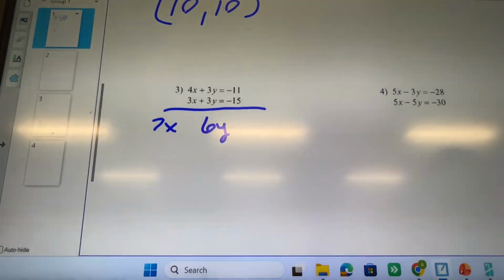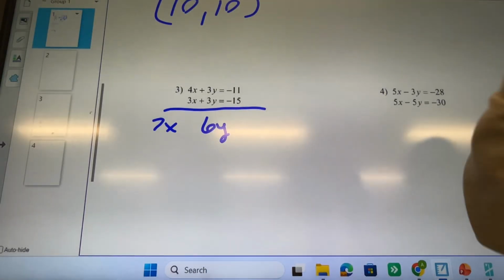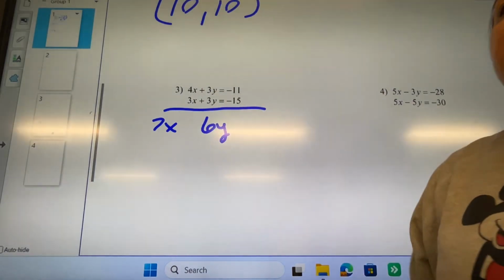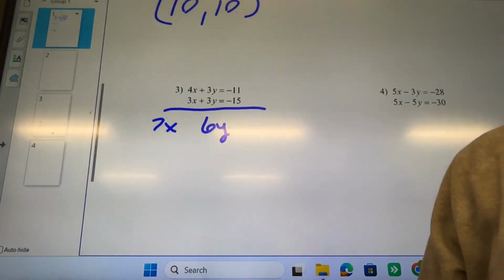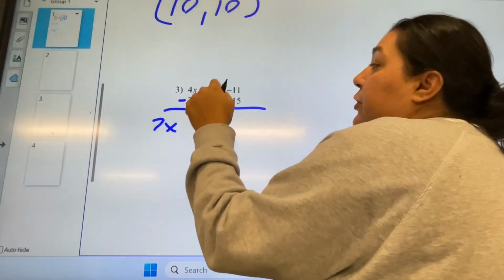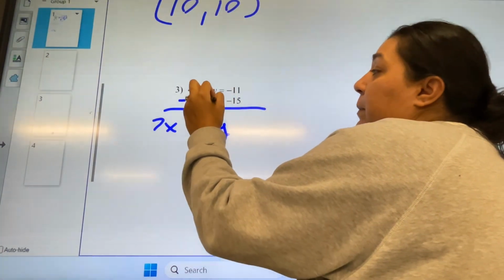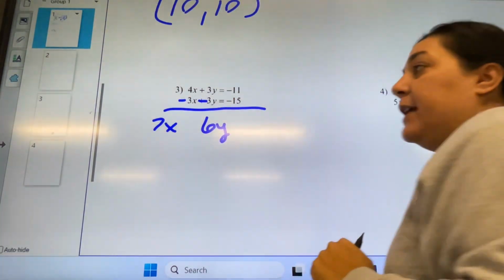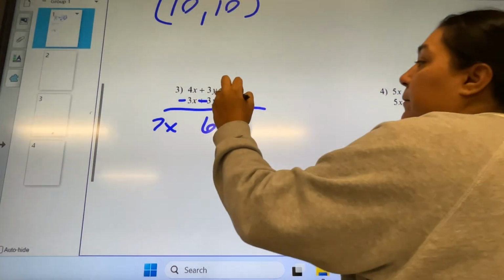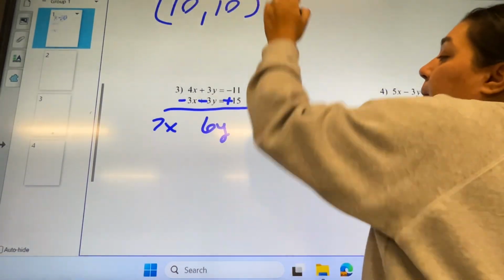Okay. So what you're going to do is take the second equation and change all of the signs on the second equation. So instead of 3, it's going to become what? Negative 3. You have to rewrite everything. So every equation on the bottom. Instead of this one being a positive 3, it's going to be a negative 3. Instead of a negative 15, it's going to become a positive 15.